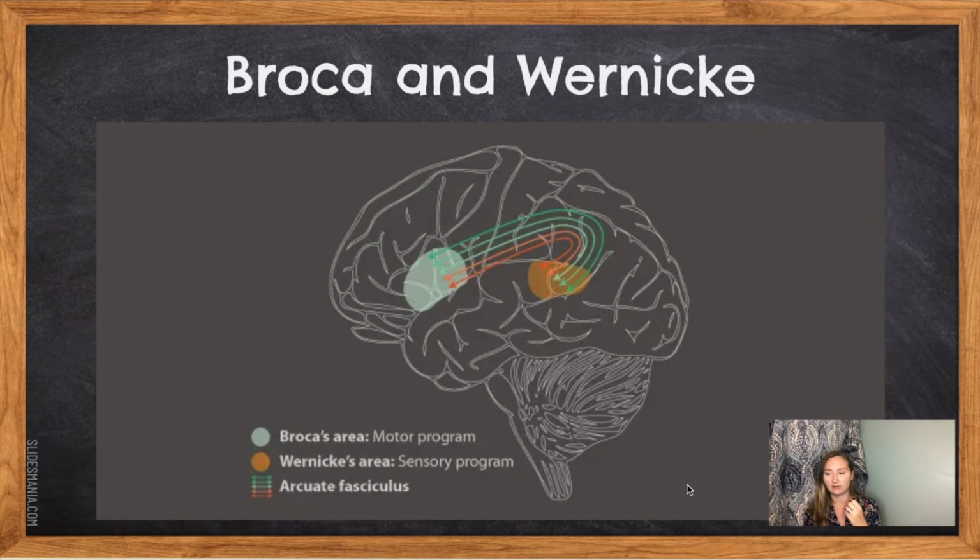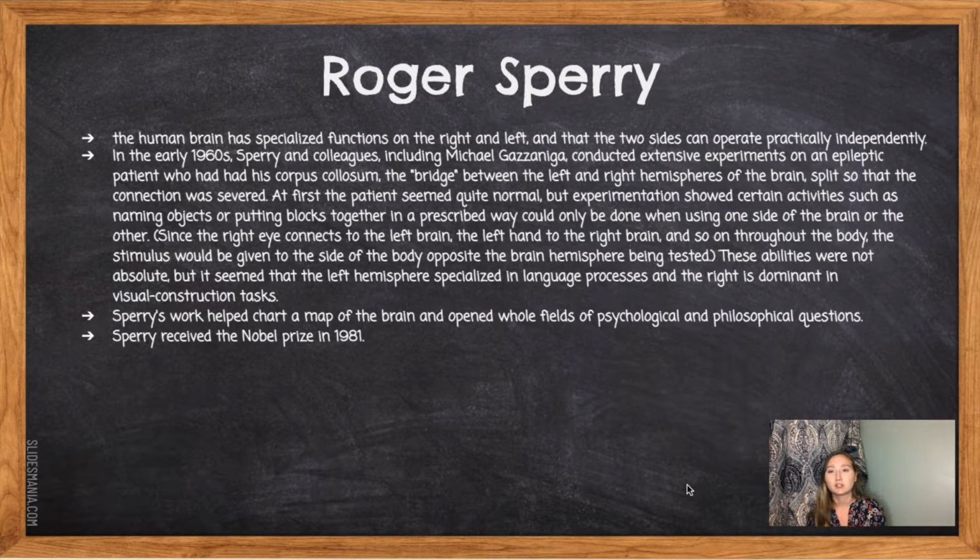And then Wernicke's area is in the sensory program. So it's being able to hear and encode and do the process of understanding. Okay, and then we get Roger Sperry. Roger Sperry discovered that the human brain has specialized functions on the left and the right hemispheres. So he's really responsible for that hemispheric exclusivity that's going on, right? The specialization. So the right hemisphere doing certain things and the left hemisphere doing certain things.